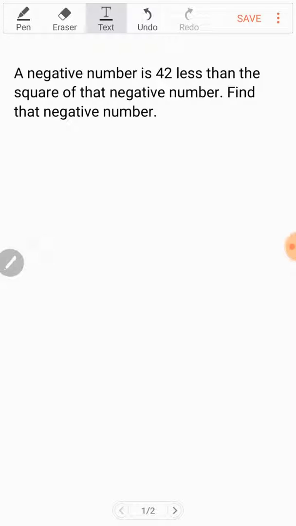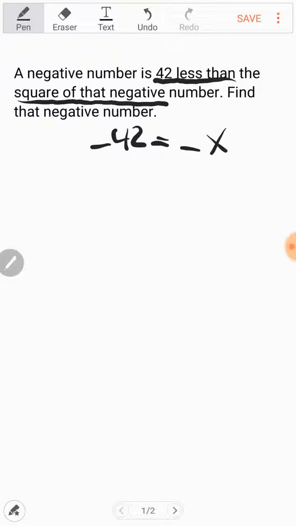So first let's write a starting equation. So we have a negative number is 42 less than, so something minus 42. And then it's the square of that negative number. So we'll have negative x squared.